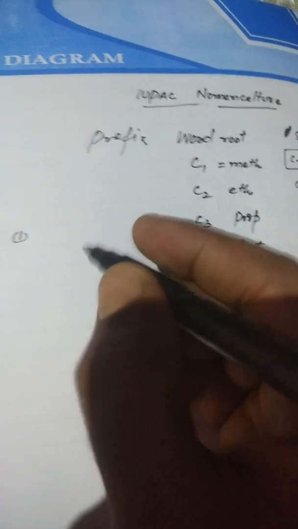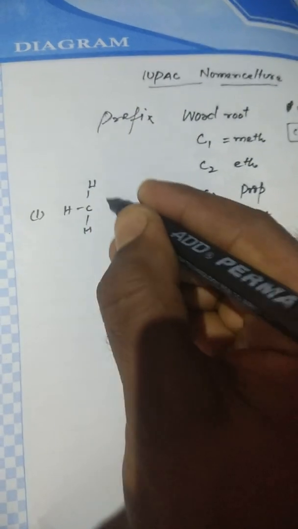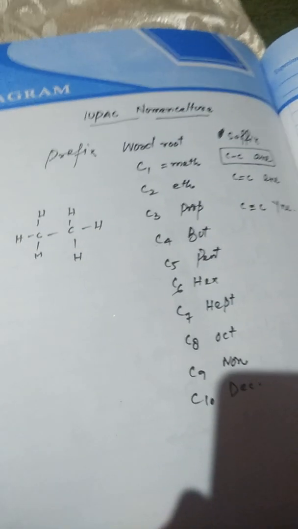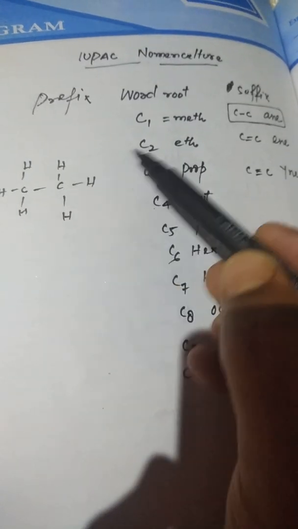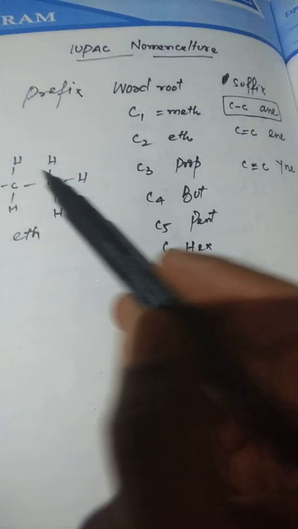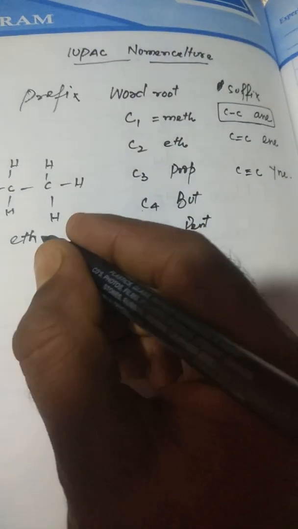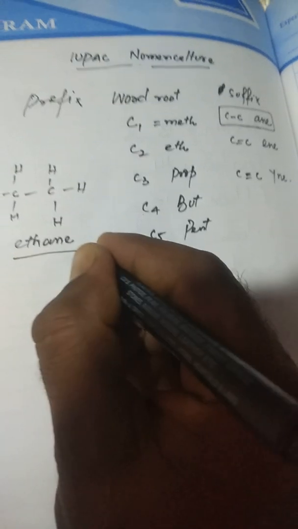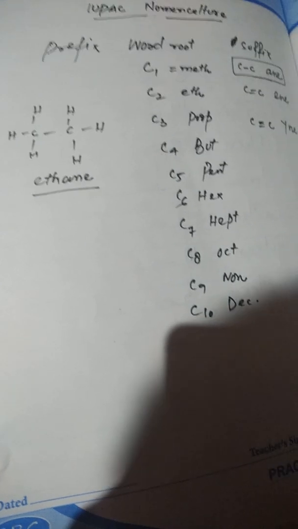Number one, first example. If we have a compound like this, CH3 CH3. First, we have to count how many carbons are there. So, how many carbons are there? 1, 2. So, for 2, we write the word root eth. Now, between carbon and carbon there is a single bond. For carbon-carbon single bond, we write an. So, the suffix is an. So, what is the IUPAC nomenclature of this very compound? It is ethane.